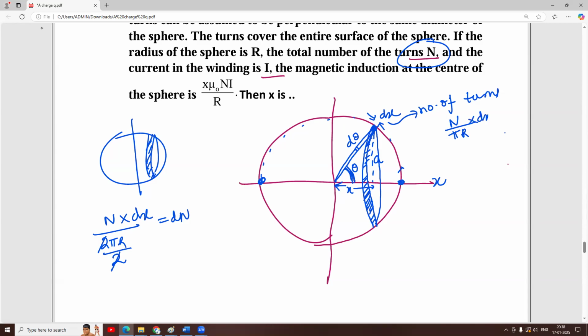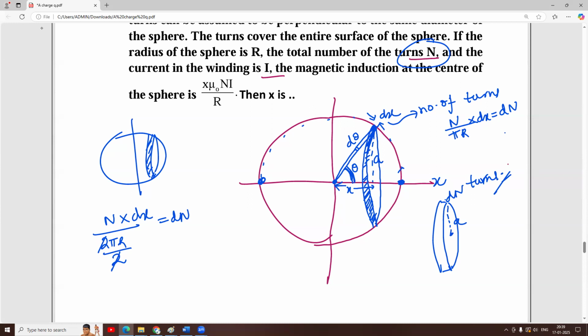Then dx length has how many turns? That is dn. So in this circular wire, from the piece which is taken from here, there are dn number of turns. They come out of this piece here. So this radius is A. What is the magnetic field due to this coil here?